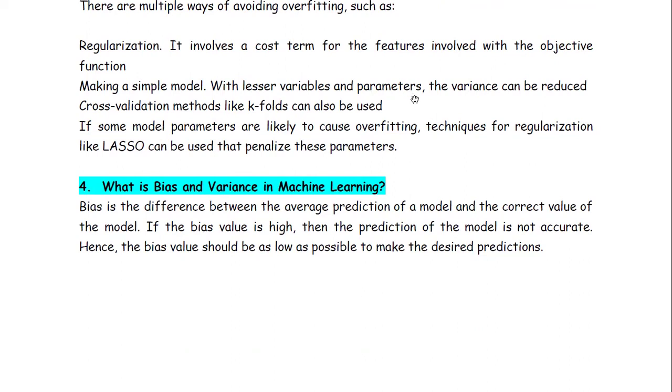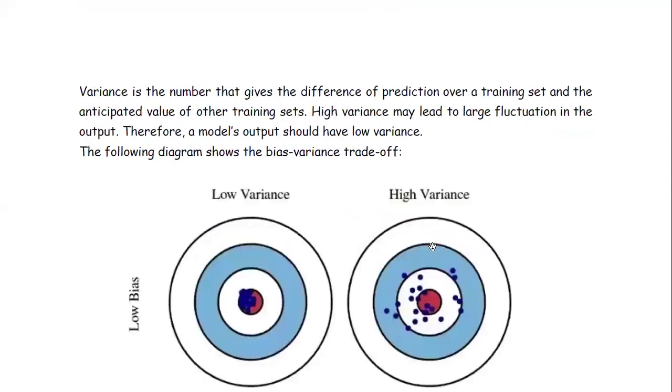Now, what is bias and variance in machine learning? Bias is the difference between the average prediction of a model and the correct value of the model. If the bias value is very high, then the prediction of the model is not accurate, because it shows the difference between the average prediction and the correct value. So if it is high, the prediction is not going to be accurate. Hence the bias value should be as low as possible to make the desired prediction.